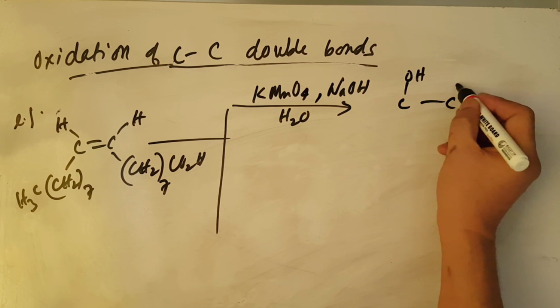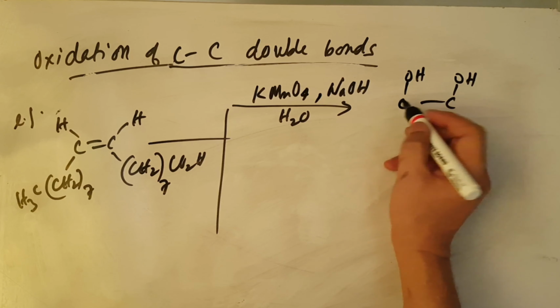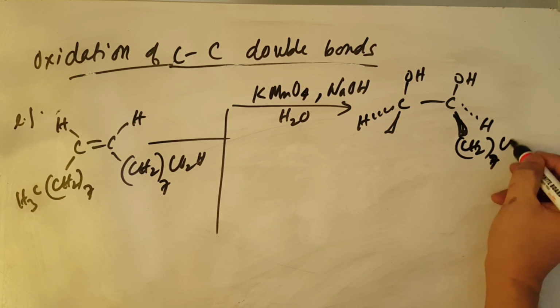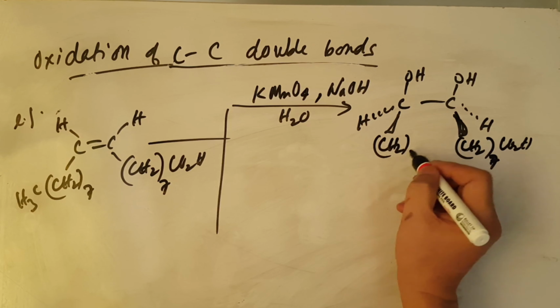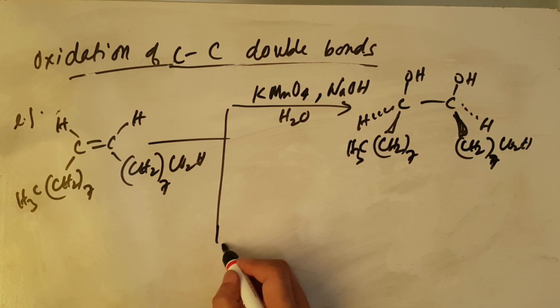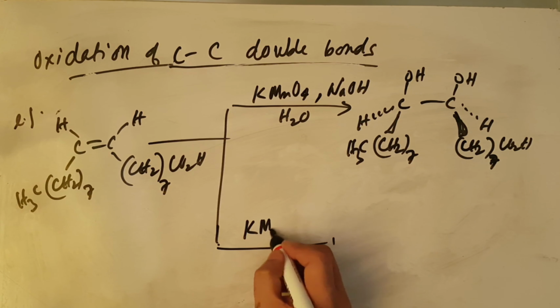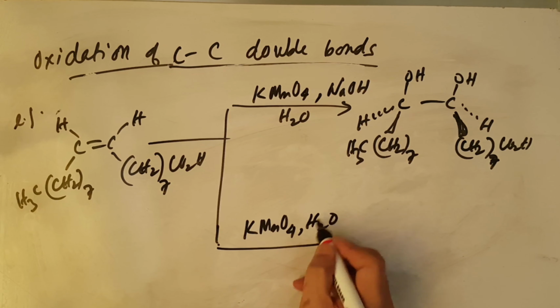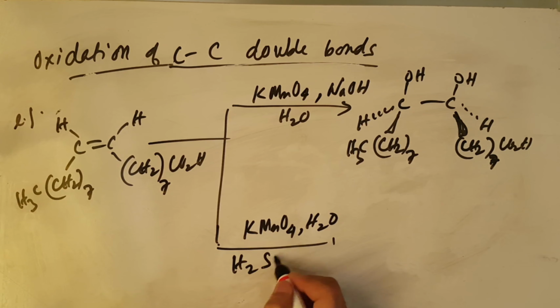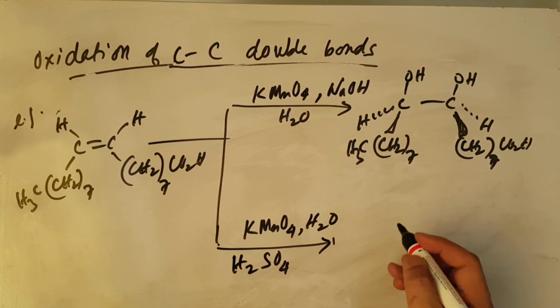COOH, and the hydrogen here, and this one is the substituent CH2 CO2H. Here also CH2 CH3. So here I got the 1,2 diol product, and we are using alkali medium. Now we use acid medium, KMnO4 aqueous solution with sulfuric acid. Then we get the alpha hydroxy ketones.